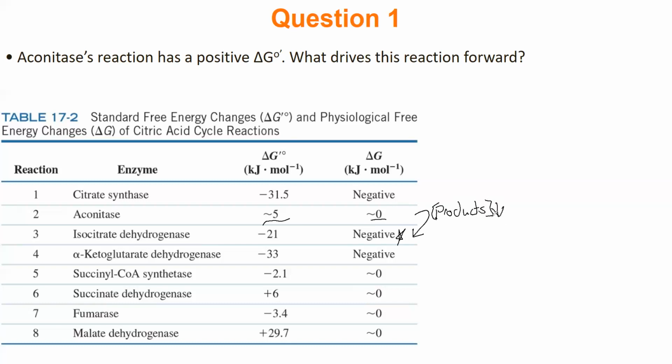And due to equilibrium, if you take away products, you're going to shift the equilibrium to make more products. Le Chatelier's principle, Gen Chem 2. And this reaction is coupled to a different reaction. And really, the whole citric acid cycle, since it's a circle, all the reactions are coupled to each other because they all work together. Yeah, so that's the answer, coupling.